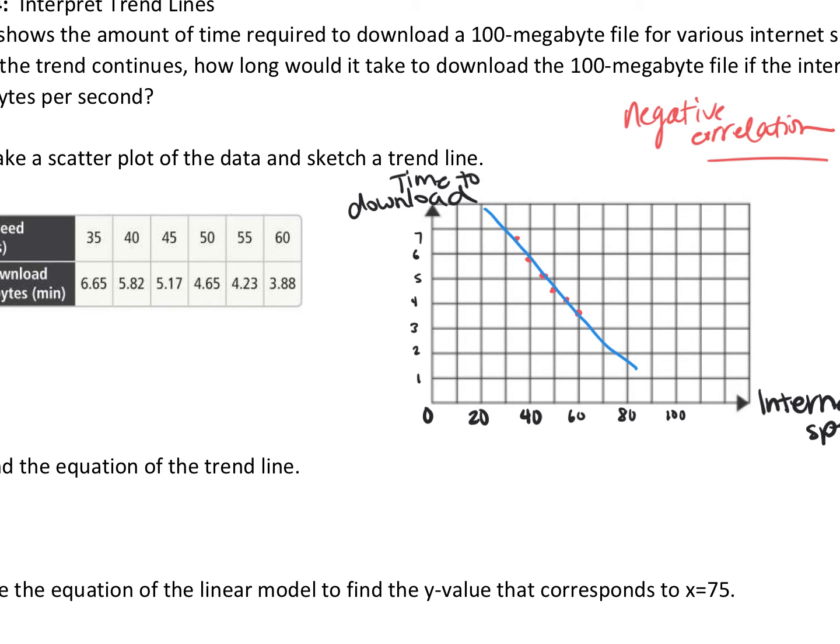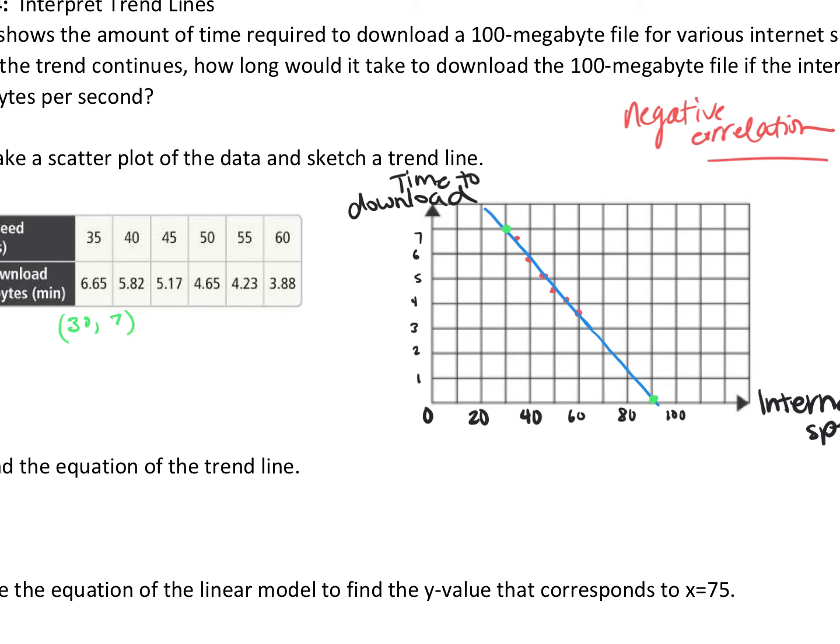Now to write an equation, we're going to find two exact points on our trend line. So I'm just going to follow along, look for some nice clean points on my line that I drew. I'm going to go with that point right there. That ordered pair is 30 for the x and a 7 for the y. I'm going to follow along. Well, let's see.